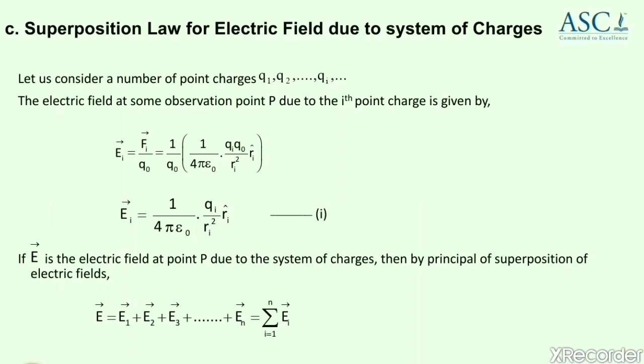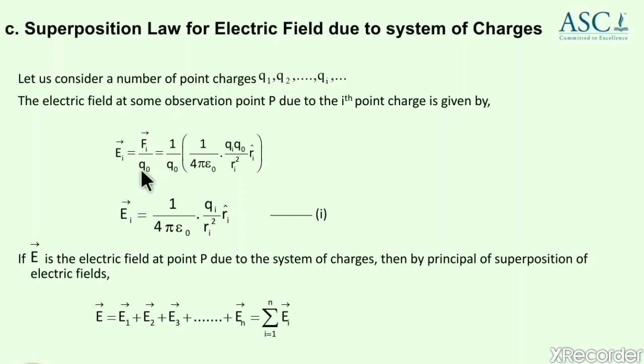Now let us discuss the superposition law for electric field due to a system of charges, a topic very similar to what we learnt in the previous session about force, that is the superposition law for electric force due to a system of charges. Here we are discussing it for electric field. See, here also it is the same thing. If you have many point charges Q1, Q2, Q3 etc., then the electric field at some observation point P due to the ith point charge is given by electric field E equals Ei, that is, for the ith charge we are in general considering Fi divided by Q naught.